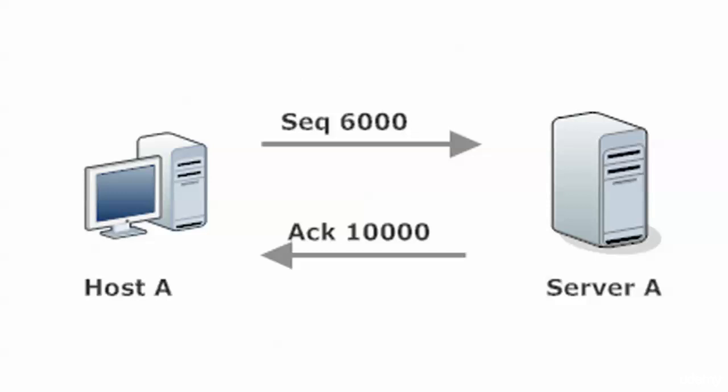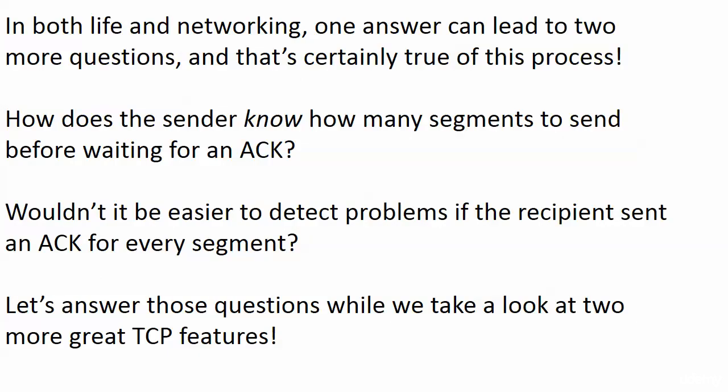So a couple of questions probably come to mind just when you're looking at that, because like I say, in life and networking, one answer can lead to two more questions. And that's certainly true of this process, because the first question I had when I saw this was, well, how does the sender know how many segments to send before it has to get an acknowledgement? Is there a number, and how do I set that number? And also, wouldn't it be easier and faster to detect problems if the recipient sent an ACK for every segment? Wouldn't that make more sense? One in, acknowledgement, one in, acknowledgement.